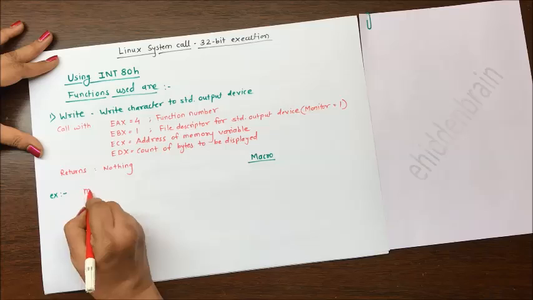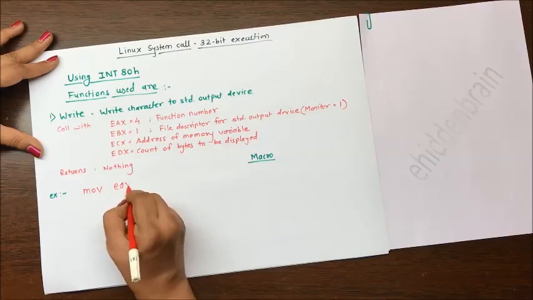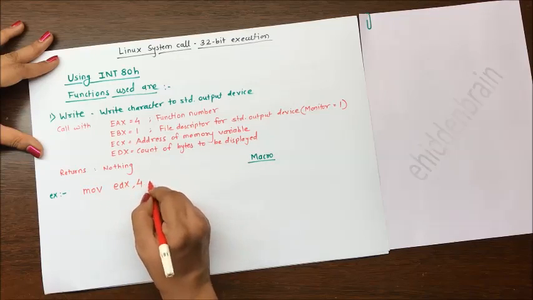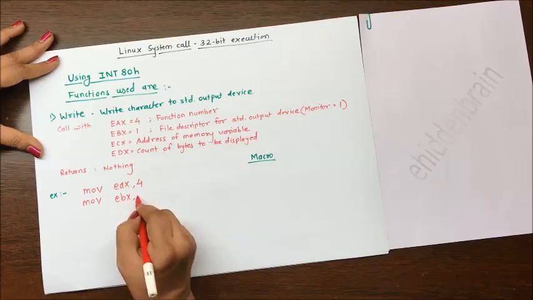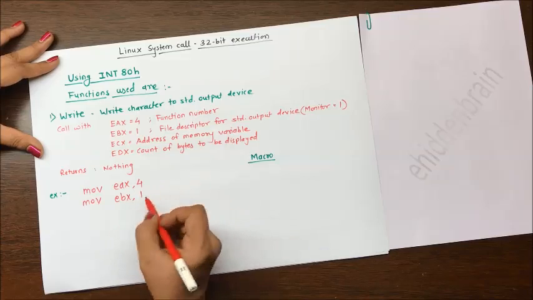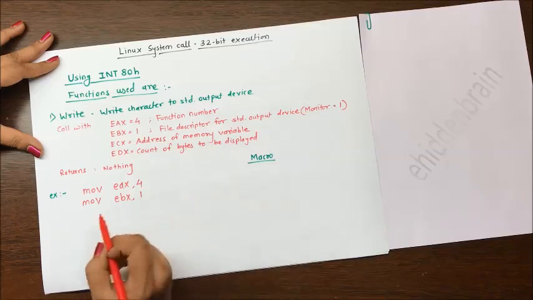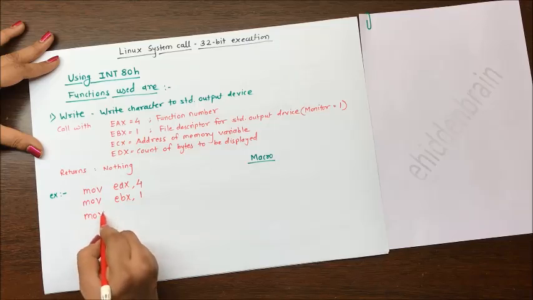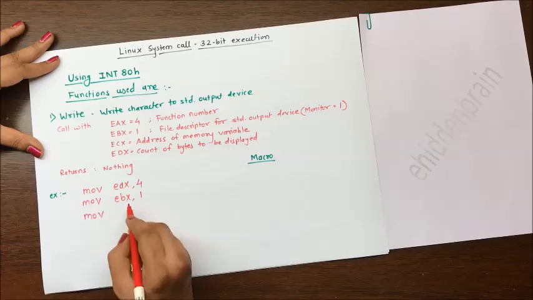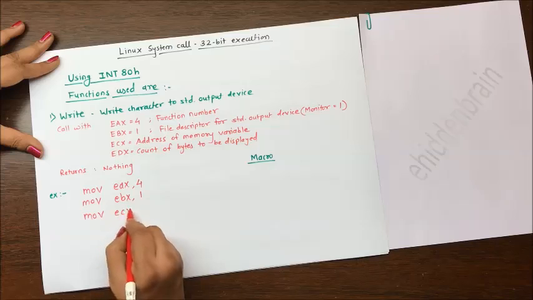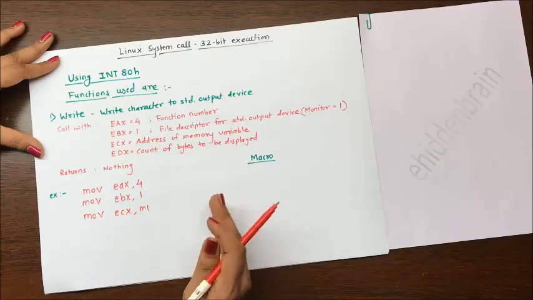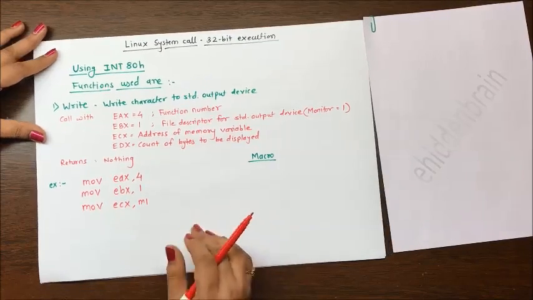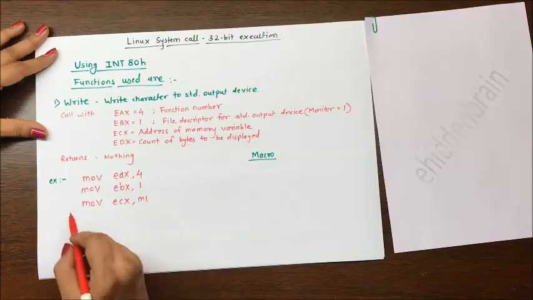First instruction you have to write is mov EAX, 4. What is 4 here? 4 is the function number. Second is mov EBX, 1. So if you want to display something on the monitor, you can't change this one. 1 is for the monitor. Then what do you want to display? My message is saved at address M1. The variable name is M1, so I will write M1 here. M1 must be an address. It should not be directly the data you want to display. Your data should always be saved at an address, and that address variable should be moved into ECX.